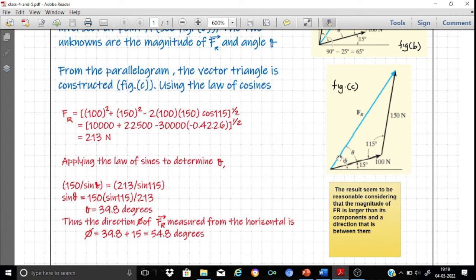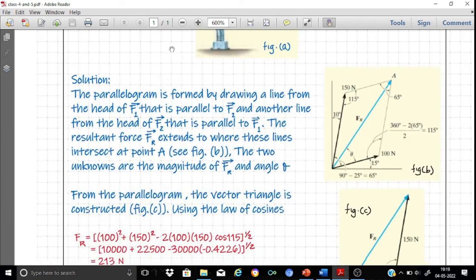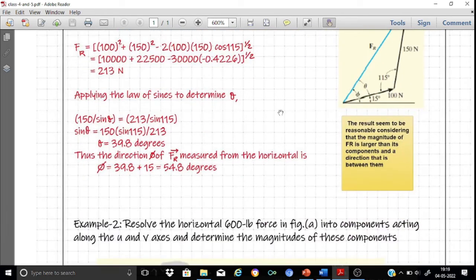So we obtained the angle which the resultant force makes with the force F1, that's 39.8 degrees, which means that the resultant force Fr makes an angle of phi with the horizontal, which is equal to theta plus 15 degrees. That means it makes an angle of 39.8 plus 15, that's equal to 54.8 degrees. So we have completely defined the resultant both in terms of its magnitude as well as the direction. Okay, so this first example clearly explains the application of the parallelogram law as well as the vector triangle in the computation of the magnitude and the direction of the resultant force.